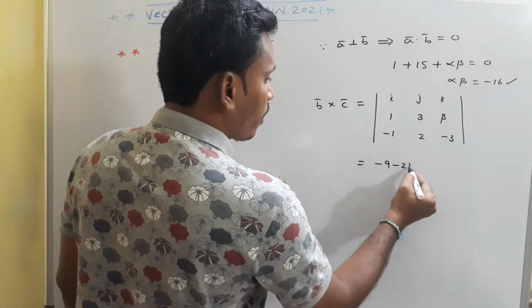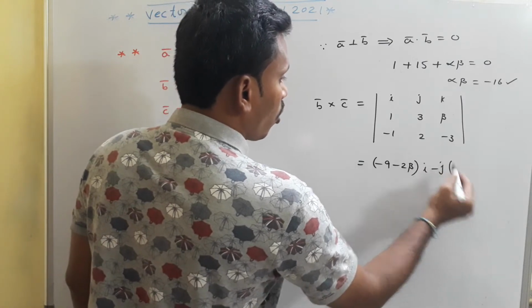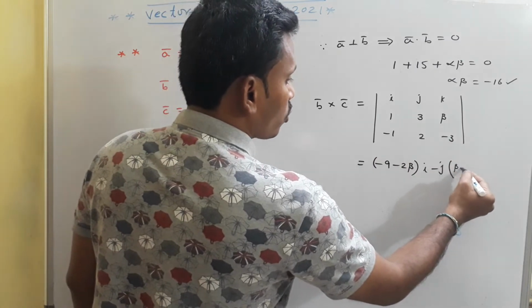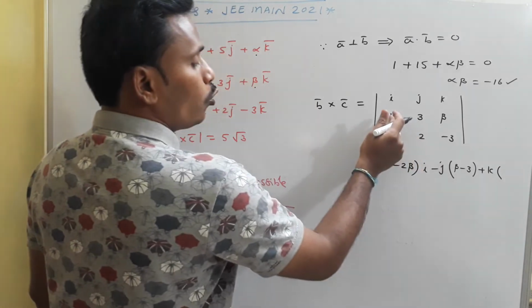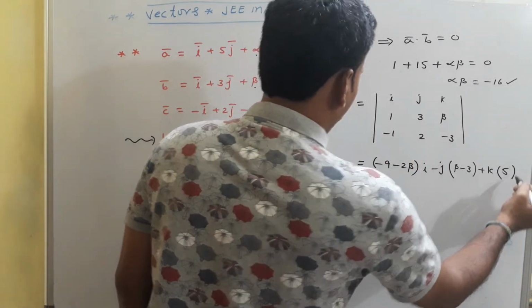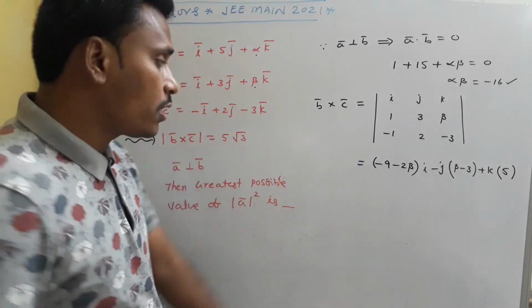Okay, so this is equals to, so i, and then minus 9 minus 2 beta, right? Minus 9 minus 2 beta into i, and then minus j of minus 3 minus of minus plus beta. So beta minus 3 plus k bar into 2 minus of minus plus 3. So 5k. This is b cross c. And then modulus of b cross c is 5 root 3.